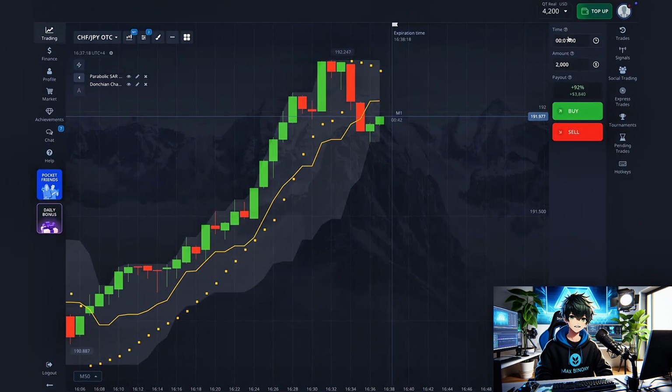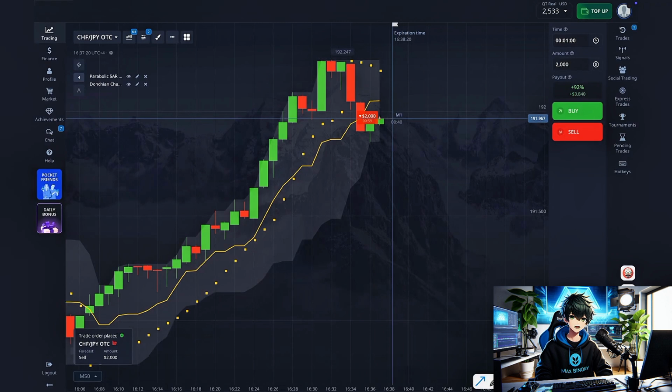Next opportunity. Expiration time 1 minute, and I'm opening a 2,000 sell trade. All signals are in place, and the movement on the chart strongly confirms my decision, boosting confidence in the strategy. The chart shows there was an uptrend for a long time, but now it's becoming obvious that bullish momentum is weakening.